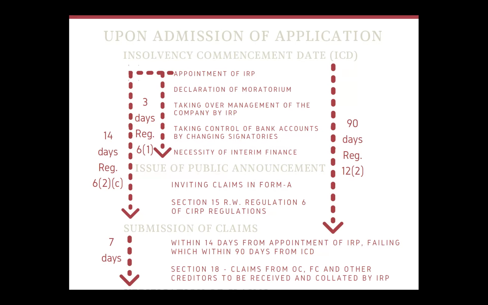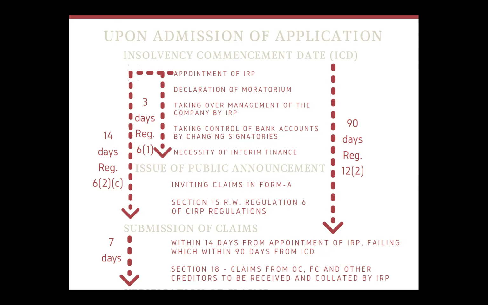If you would have observed to your right, there is a timeline which is 90 days. So even though I said that from the appointment of IRP, within 14 days submission of claims has to be made, what if all people did not get the notice and they were not able to make the claims within this 14 days? So that is when the law also provided that, do not worry, this 14 days is basically for you to represent it before the COC.